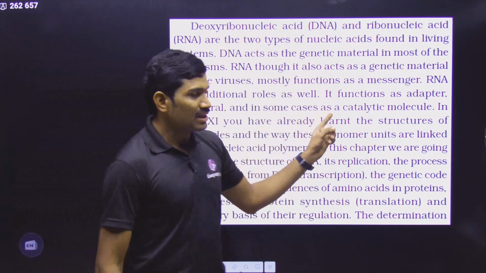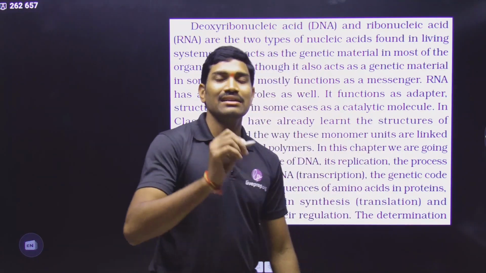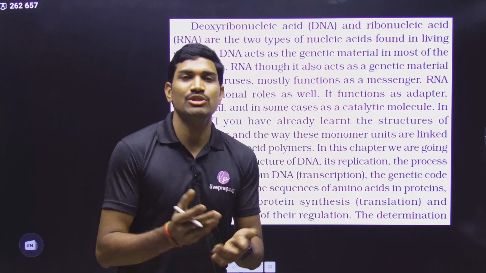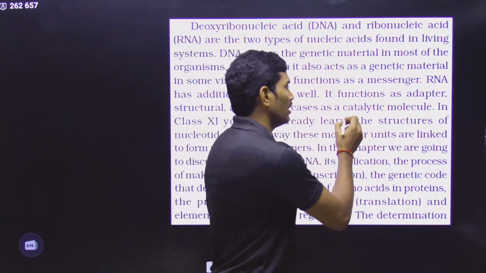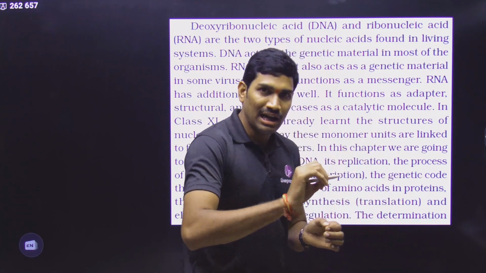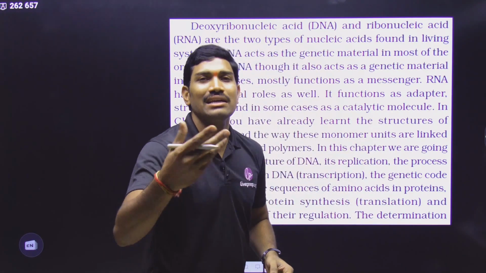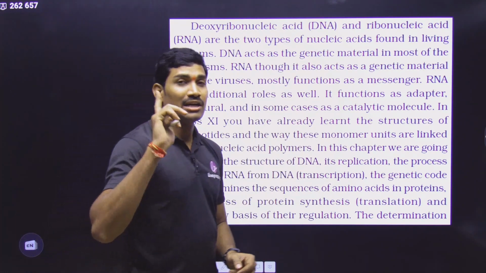And in some cases, it acts as a catalytic molecule. Underline the word catalytic and write "acts as an enzyme". Catalyst means what? Enzyme. So RNA acting as an enzyme is a ribozyme. Underline catalytic and write enzyme hyphen ribozyme. RNA acting as an enzyme is called ribozyme. Already we have studied examples. Please remember, I already told you.